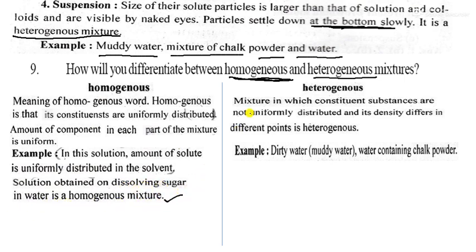It is the example. Now come to the heterogeneous mixture, in which the constituent substances are not uniformly distributed. Here they are not uniform, keep this in mind. The density differs at different positions in a heterogeneous mixture. Remember, their density is different. For example, dirty water, muddy water, and water containing chalk powder also. So these are the answers.